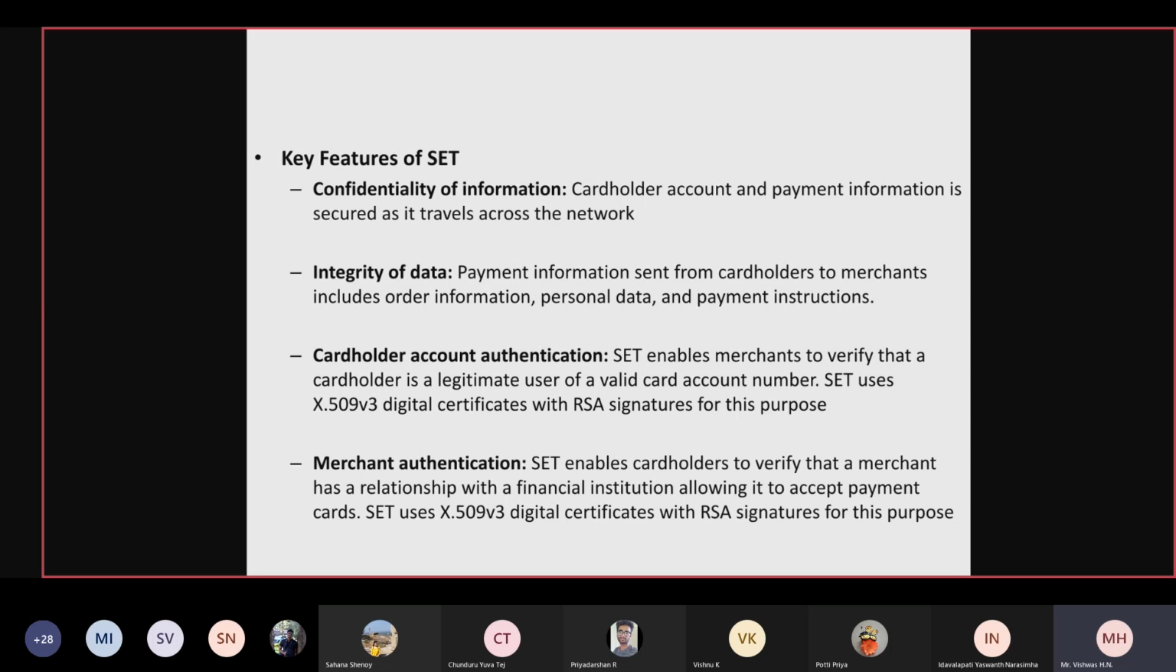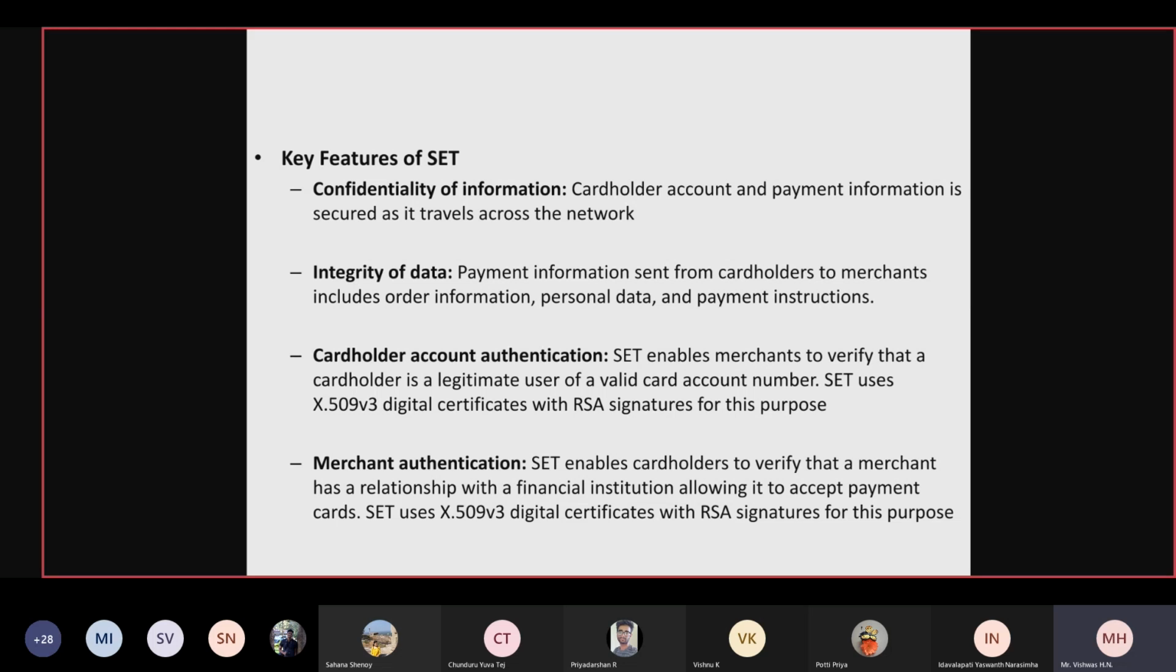That's the key feature of SET because it tries to give maximum confidentiality for your data which is being transmitted. See, if somebody gets to know what we are buying, it's okay. We are not worried about it. But nobody should know about our card details, right? That is very important. Integrity of data: payment information sent from cardholders to merchants includes order information, personal data, and payment instructions.